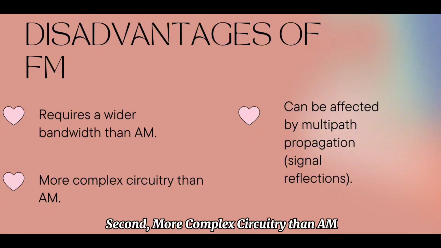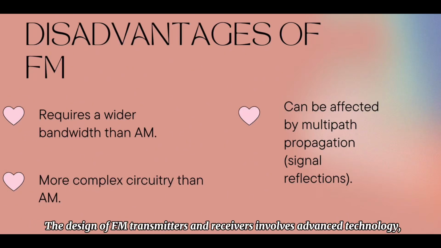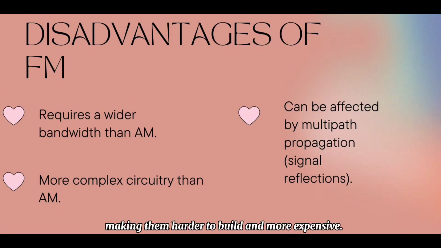Second, more complex circuitry than AM. FM systems require more complex and costly equipment compared to AM systems. The design of FM transmitters and receivers involves advanced technology, making them harder to build and more expensive.